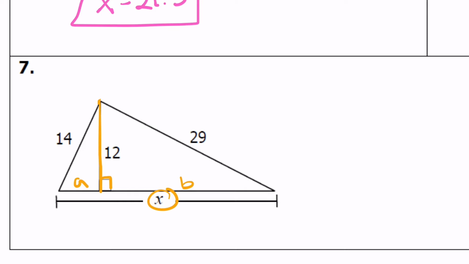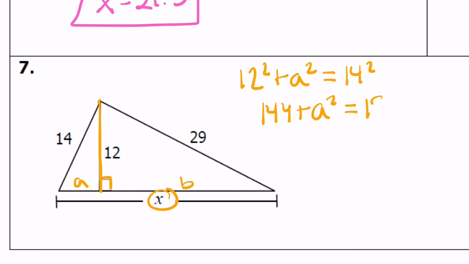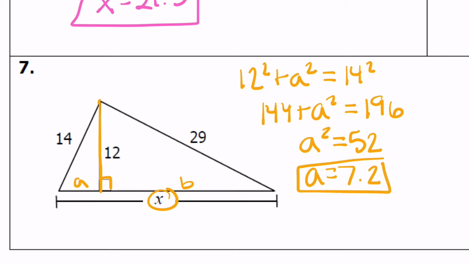So if I'm trying to find A, I would have 12 squared plus A squared equals 14 squared, which gives me 144 plus A squared equals 196. A squared equals 52. And then A equaling 7.2. So that's this little piece right here.